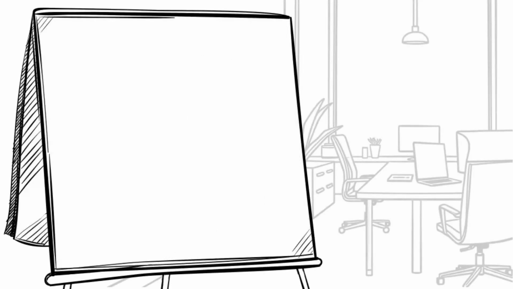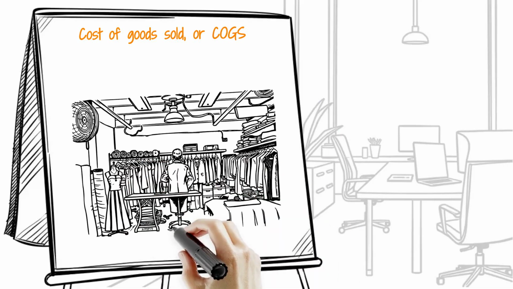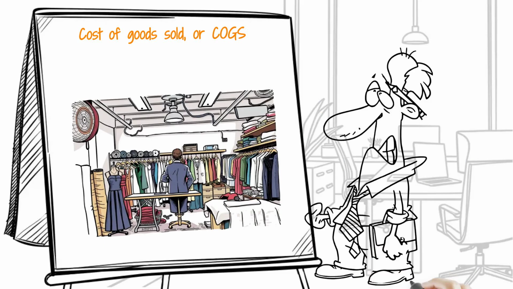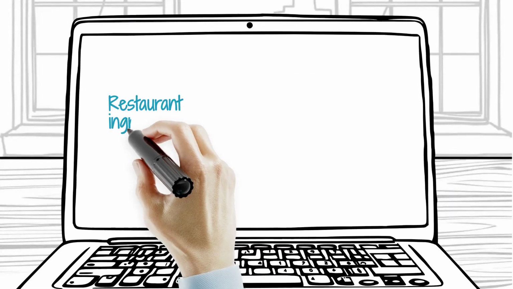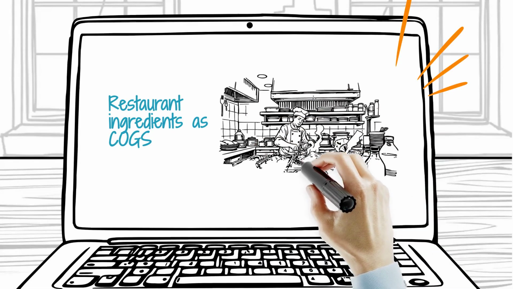Another type is cost of goods sold, or COGS. These are the direct costs of producing the products or services a business sells. For a clothing store, COGS might include fabric, buttons, thread, and the cost of manufacturing the clothes. For a restaurant, it includes ingredients like meat, vegetables, and spices. COGS is important because it helps measure gross profit.